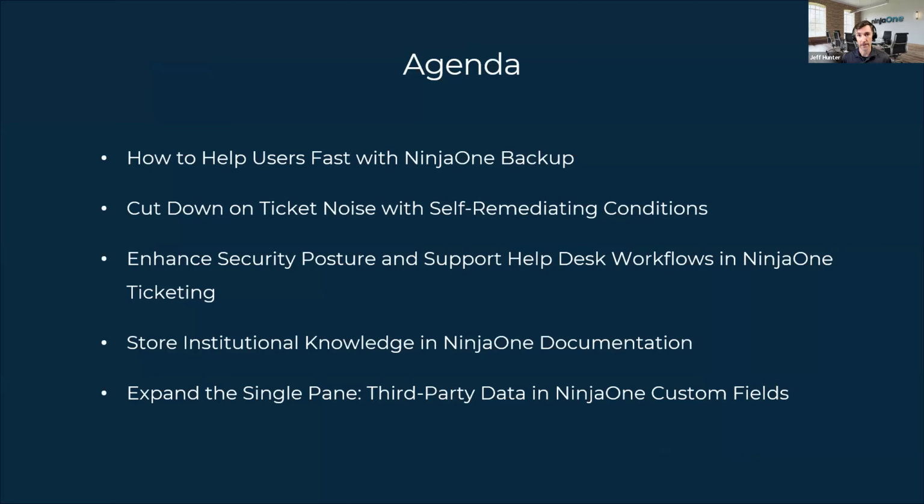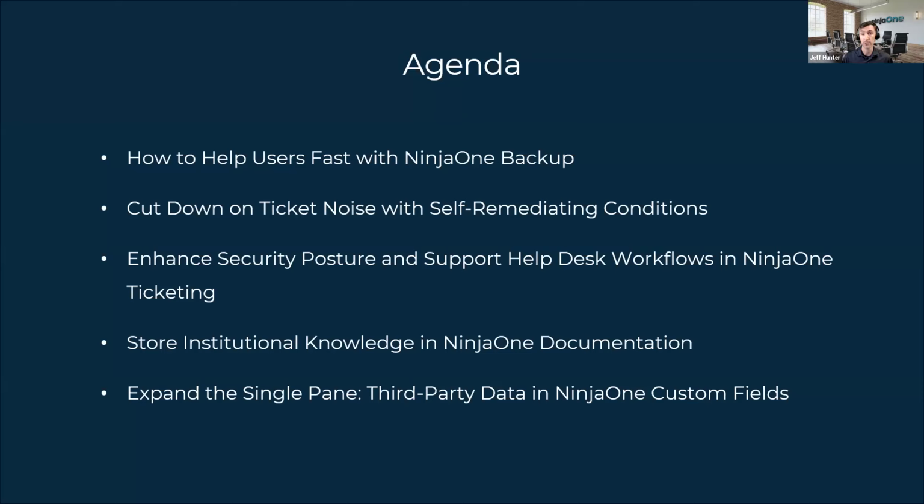We have a couple of different scenarios we want to run through. One is an end-to-end request for a file using Ninja Backup. Somebody makes the request. How can we quickly and easily restore that file to the end user? Then we'll look at the alerts that generate our tickets. How can we do some self-remediation to try and resolve those issues before a human being has to necessarily get involved? We'll also talk about how our ticketing system and NinjaOne documentation is going to enhance your security posture, standardize the workflows of your help desk to make it more effective, storing that institutional knowledge tied to the devices that you're managing within NinjaOne documentation.